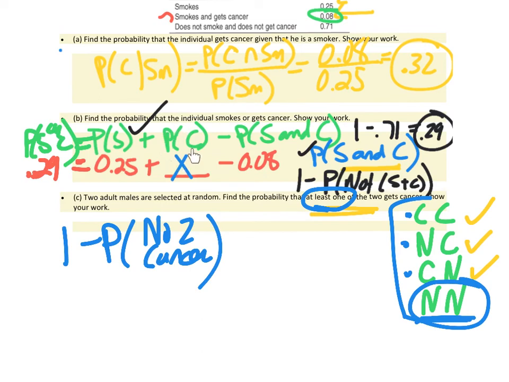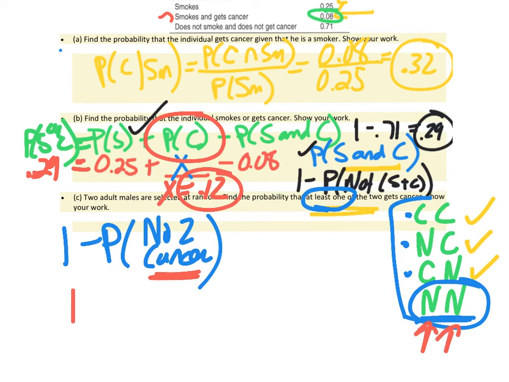So if this patient gets cancer, and you solve this for x, it's going to come out that x is equal to 0.12. So that is the probability of this cancer happening. So what's the probability patient 1 and patient 2 don't get cancer? Remember, it's patient 1 and patient 2.